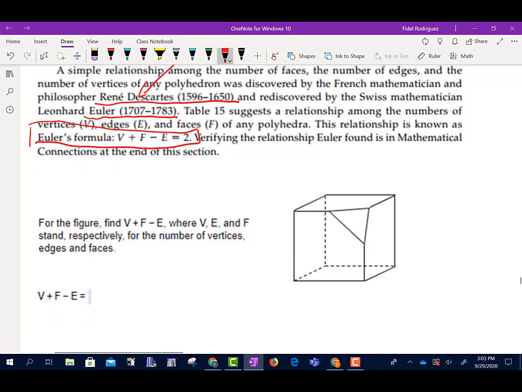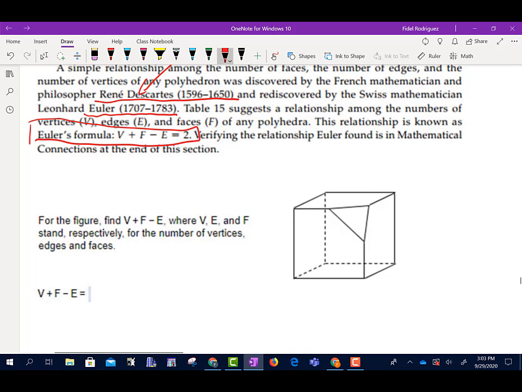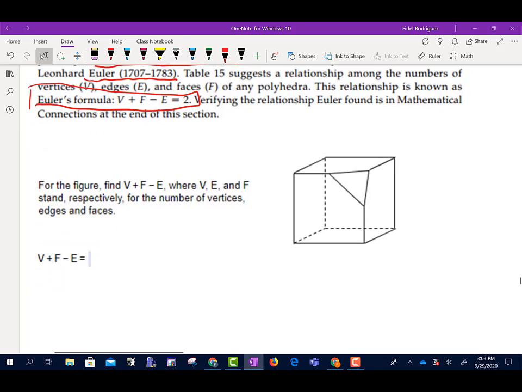Here's our first problem, and it says, for the figure, find V plus F minus E, where V, E, and F stand respectively for the number of vertices, edges, and faces. The first thing I'm going to do is find the number of vertices. I'm just going to start putting my vertices so that we can count them. So I have 1, 2, 3, oh, come on, pen. 3, 4, 5, 6, 7, 8, 9, 10. So the number of vertices is equal to 10.